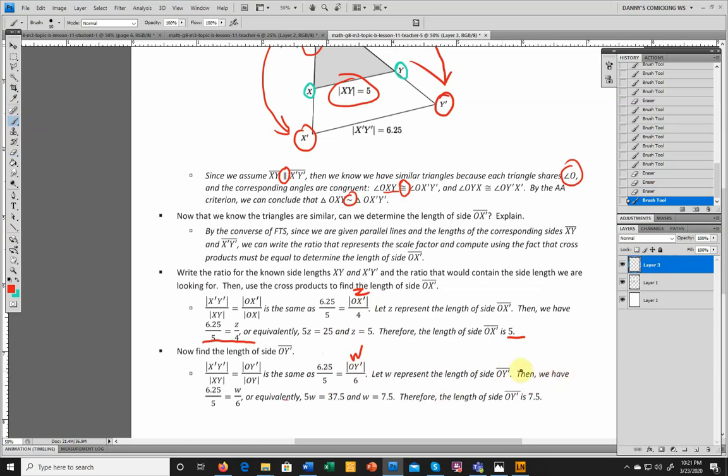Then we have 6.25 over 5 equals w over 6, or equivalently 5 times w, because we cross multiply, equals 37.5, because we get 37.5 when we do 6.25 times 6. So w equals 7.5. Therefore, the length of OY prime is 7.5.